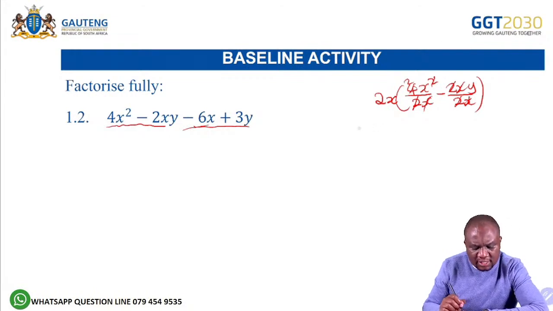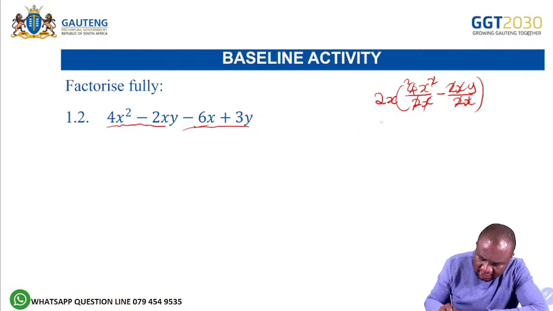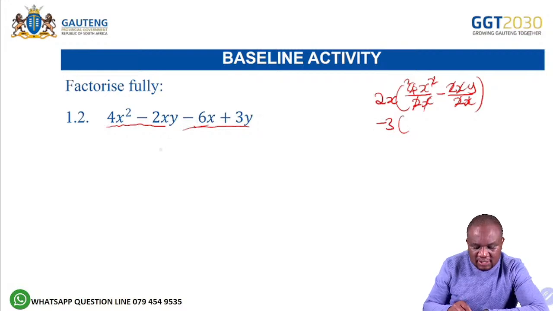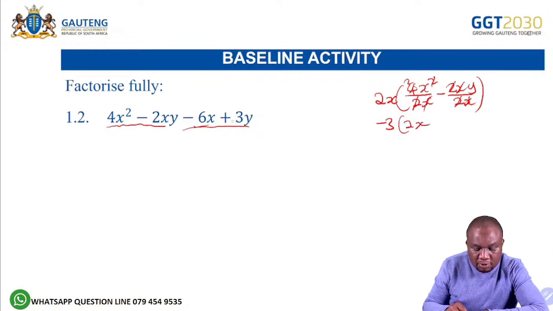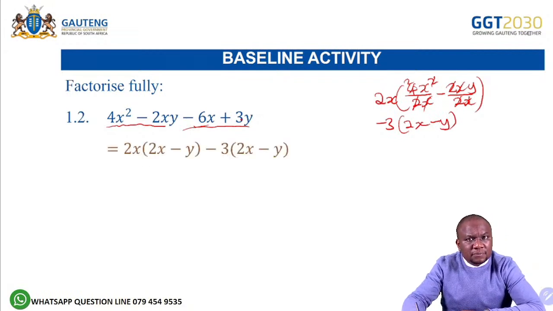Is negative 6x plus 3y. We can factor out negative 3. Right, if you say negative 3 is outside the bracket, if you say negative 6x divided by negative 3, you get positive 2x. And then positive 3y divided by negative 3, you get negative y. You see that? Okay, and then you get something like this.